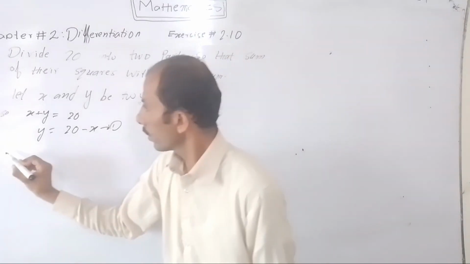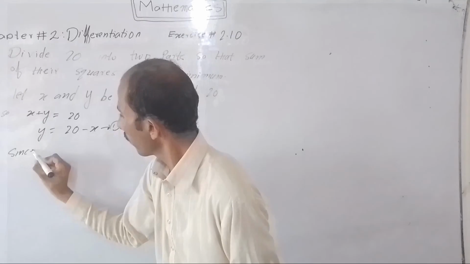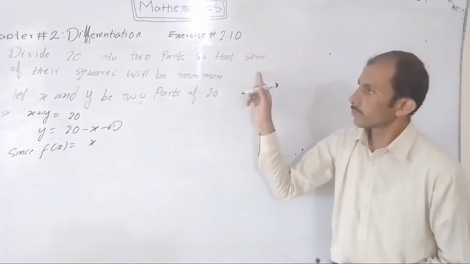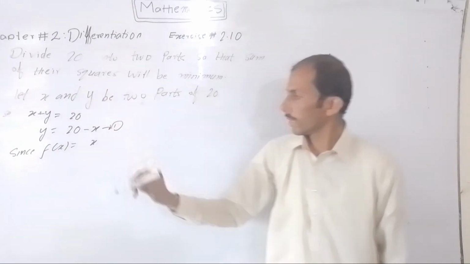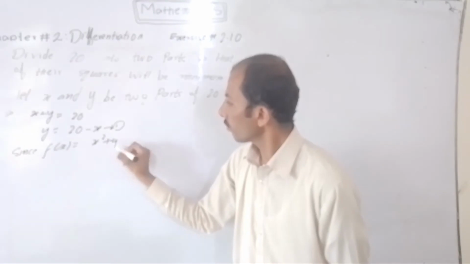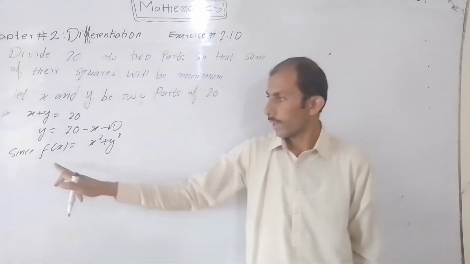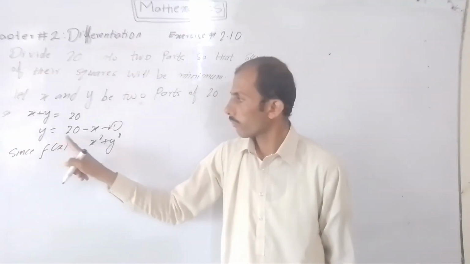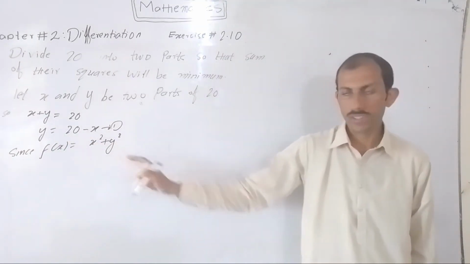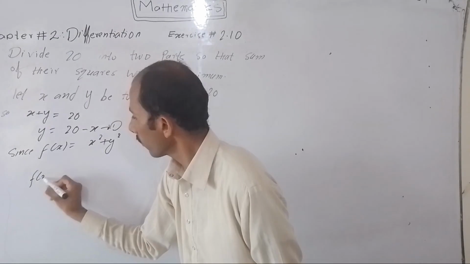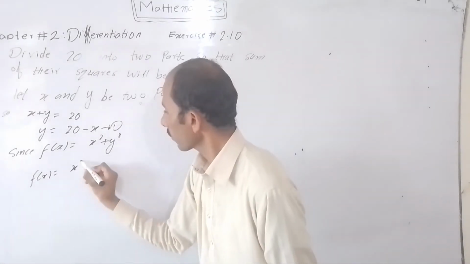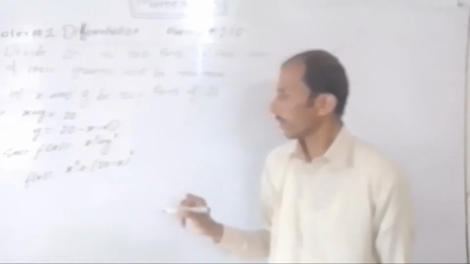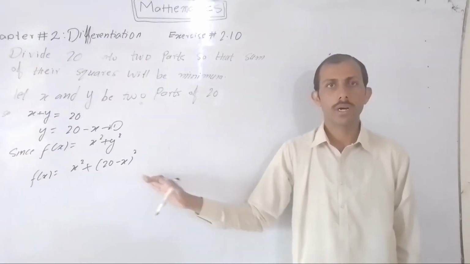Next, since f of x is equal to sum of their squares, it means x square plus y square. f of x is equal to x square plus y square. Putting the value of y is equal to 20 minus x in y square, f of x is equal to x square plus (20 minus x) whole square. Differentiate with respect to x on both sides.